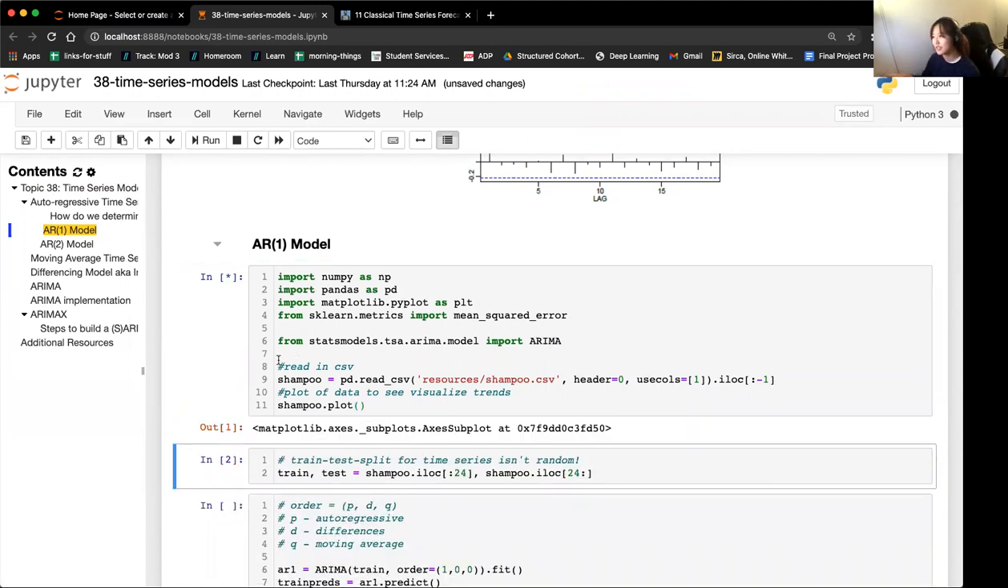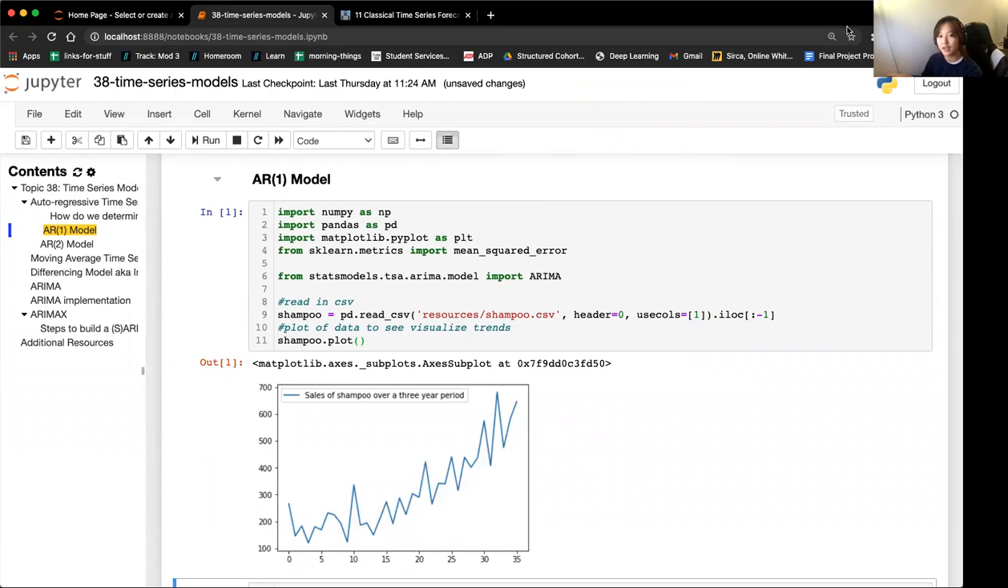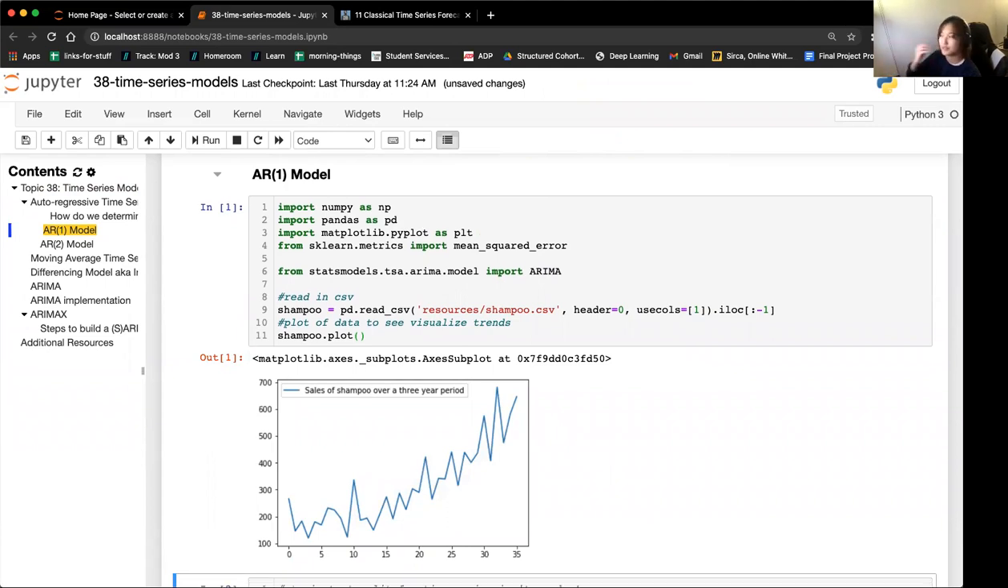So to start, let's take the same shampoo data that we had last time and try to fit a model to this.